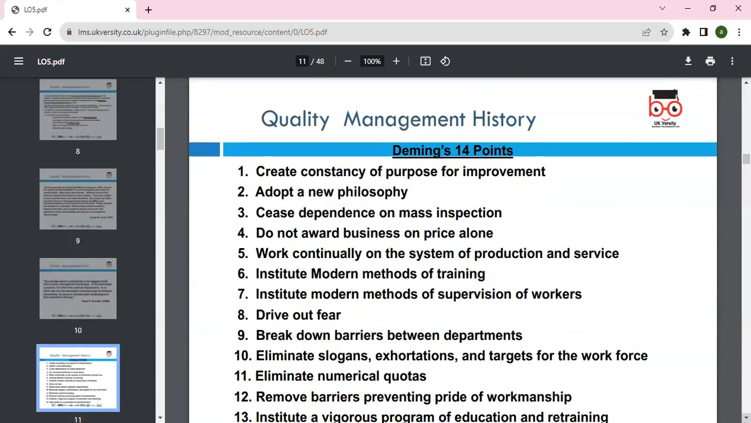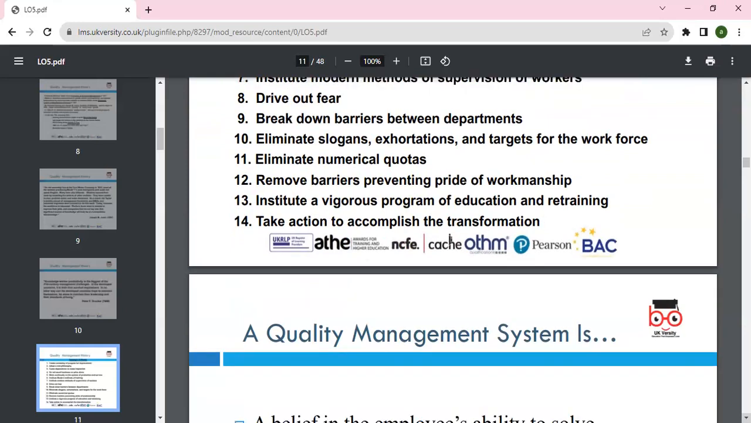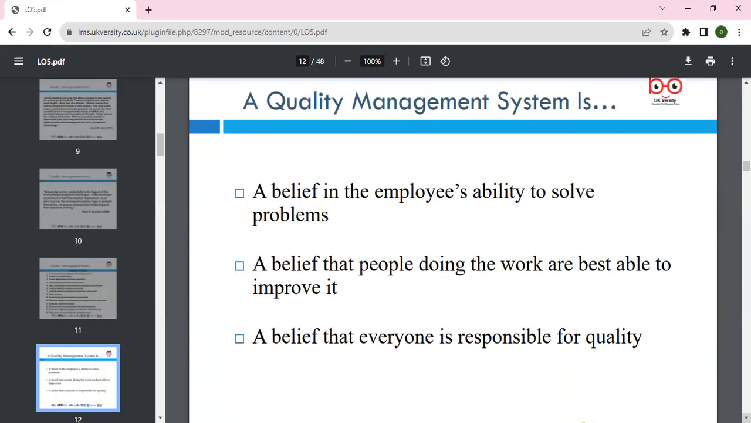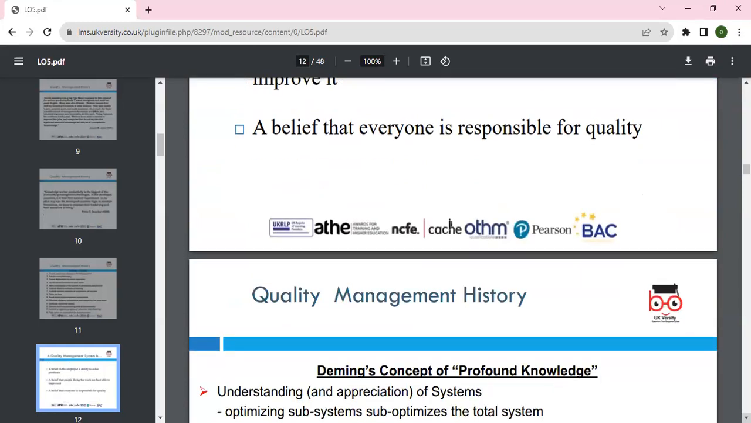Quality management creates a constant purpose of improvement. Adopt a new philosophy and always look around for new inspection. Focus on these key points: modern methods of training, eliminating waste of work, and increasing productivity. Put yourself in the customer's shoes and look through the customer's eyes. That's all about quality. Quality management is the belief in the employee's ability to solve the problem. They believe the people doing the work are the best, and that everyone is responsible for quality.